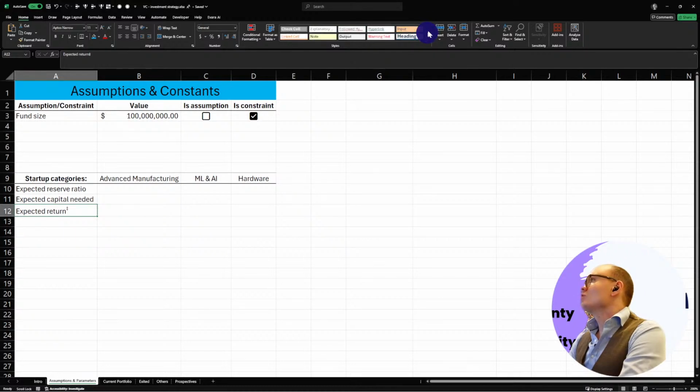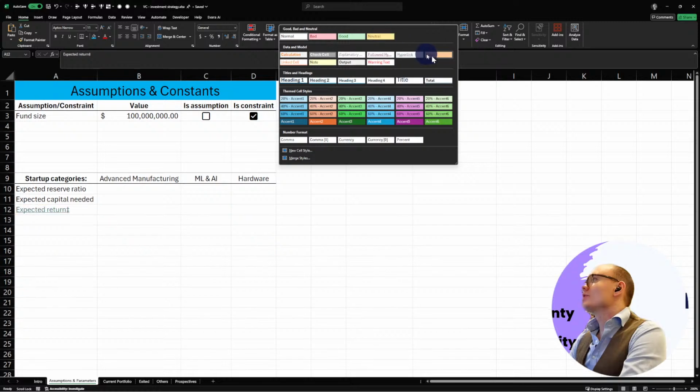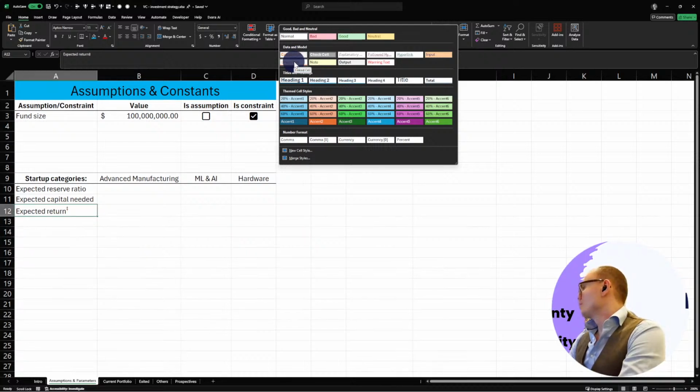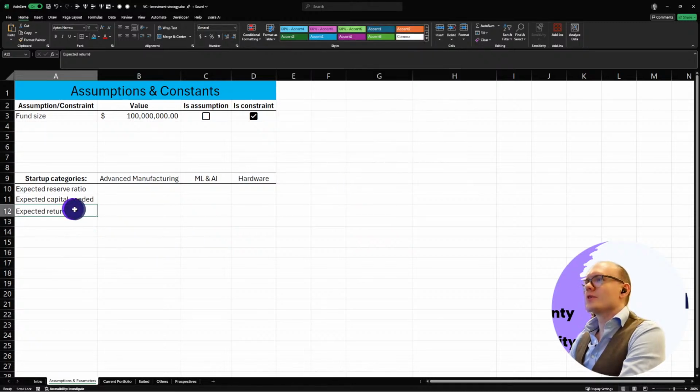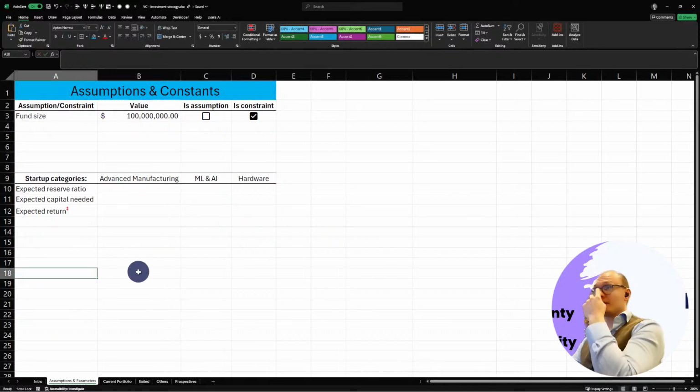And we will also give it a light color of sorts. Let's see. Don't we have a nicely looking color here? I don't want any one of those. Yeah, we'll keep it like this here for now. We'll make this bold though. And perhaps red. There we are. Expected return.